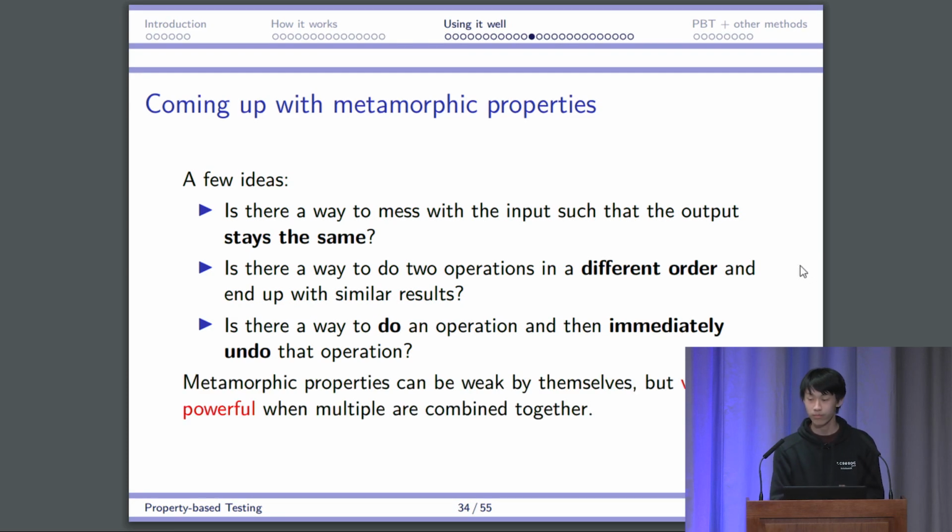So metamorphic properties can be weak by themselves, like that reverse function, but they can be very powerful when multiple are combined together. In fact, if we combine the double reverse property with the add to the front, reverse is reverse add to the back property, then there would basically be no way to write a function that doesn't reverse the list. If we combined the two properties we saw earlier, we would have specified the behavior for reverse entirely, which is incredibly powerful.